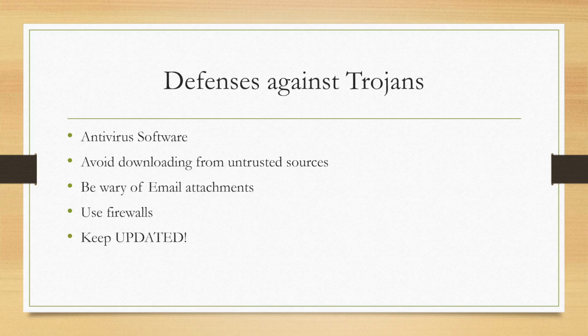Well, how do we defend against Trojans? Well, we do need to use antivirus. We need to make sure that we're downloading our software from trusted sources and not from untrusted sources. Be wary about email attachments. If somebody emails you a piece of software, maybe it's better to go grab it from a trusted source. We need to make sure that we're using our firewalls and our network security tools to be able to detect unusual traffic. And then lastly, always keep updated. You're going to see that all the time. We need to make sure that we are patched.